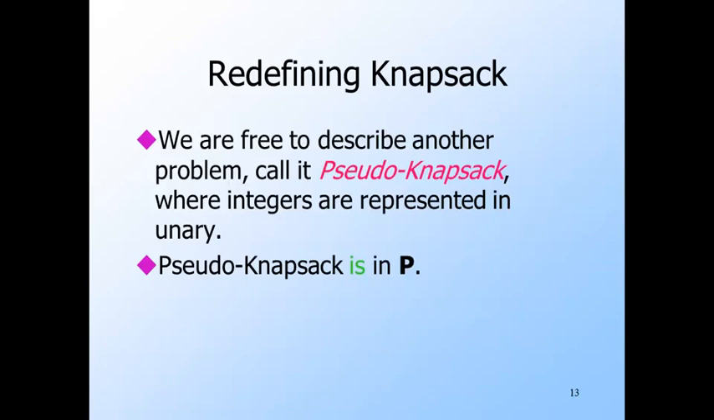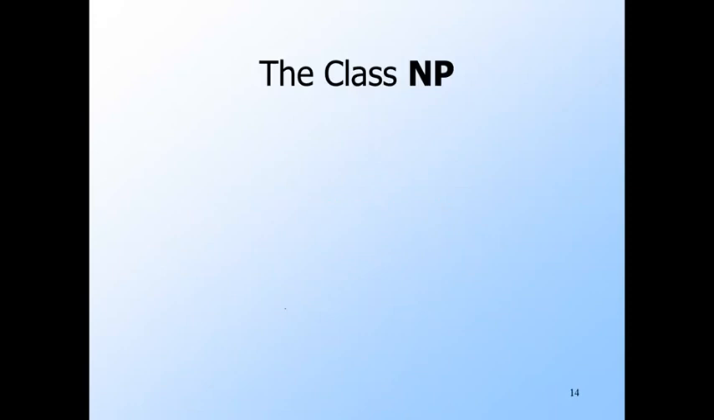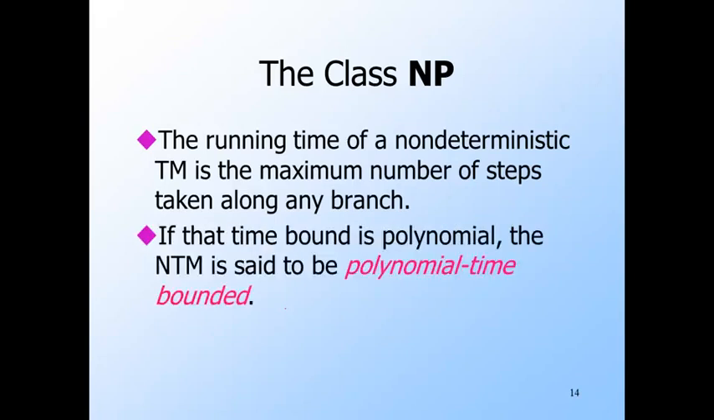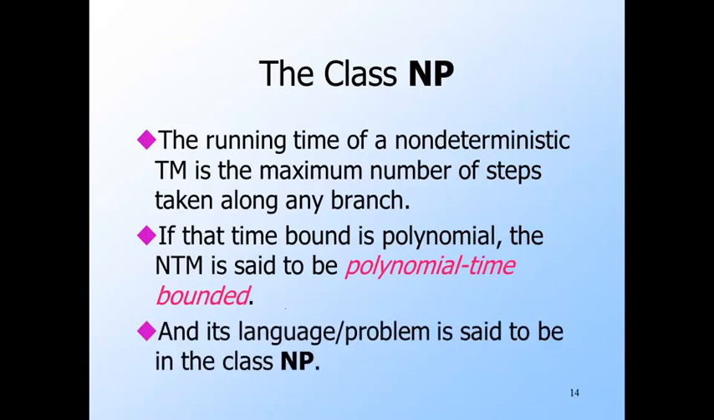the sort of rational way to represent large integers. The second important class of languages for our story is NP, the non-deterministic polynomial class. NP is defined in terms of non-deterministic Turing machines. The running time of a non-deterministic Turing machine is the maximum number of moves it takes along any branch, that is, by making any sequence of choices. If there is a polynomial bound on that time, then the non-deterministic machine is said to be polynomial time bounded. And the language or problem it accepts is said to be in the class NP.